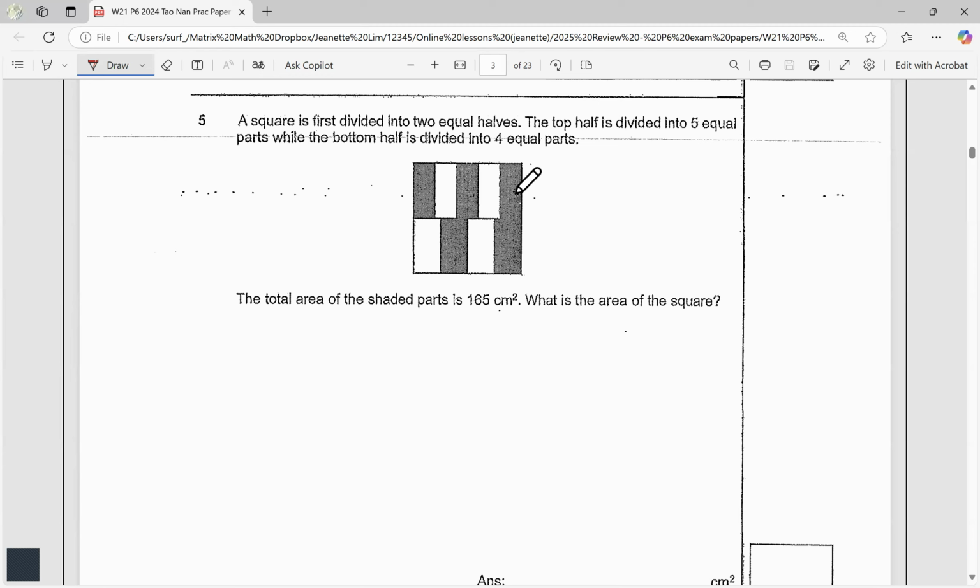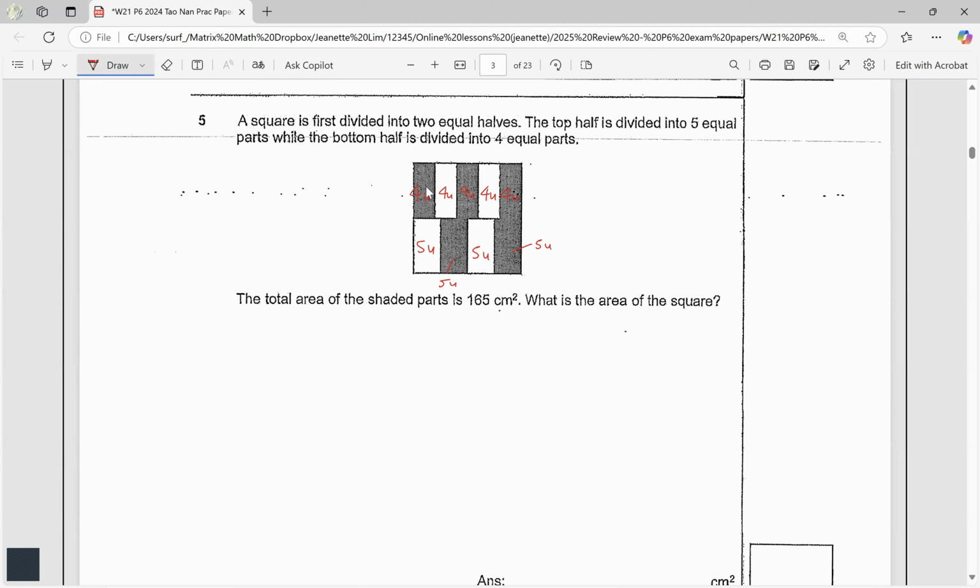So for the top one, to make it 20 units, we'll have 4 units each. 4U, 4U, 4 units each. Then the bottom one, to make it 20 units, we'll have 5 units each. Okay, 5 units. So on top 20, below 20. Shaded part, how many units?